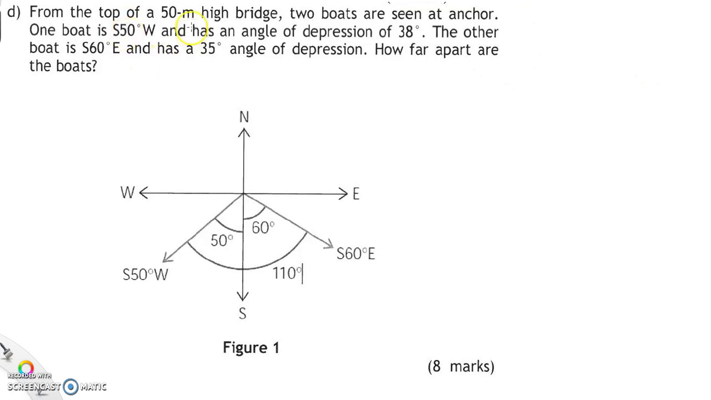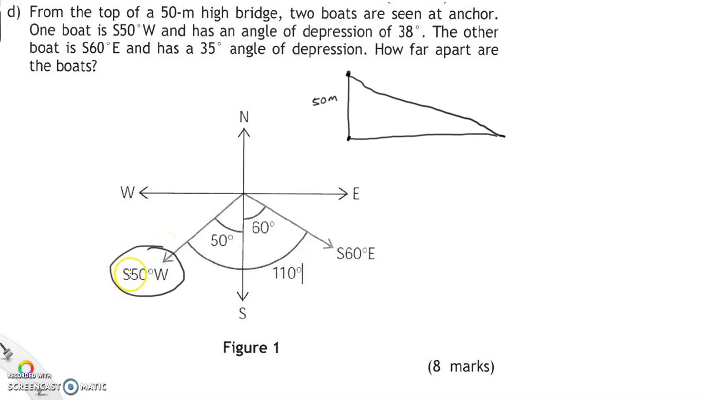You see, if you're on the pier, it's going to be a right angle triangle. This is us on the pier here. This is the water, and it's 50 meters from the pier down to the water. And looking at this boat out here, it has an angle of depression of 38 degrees.